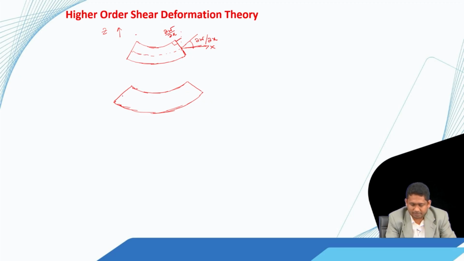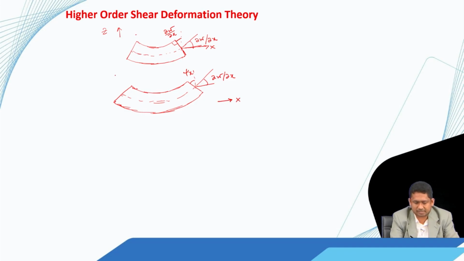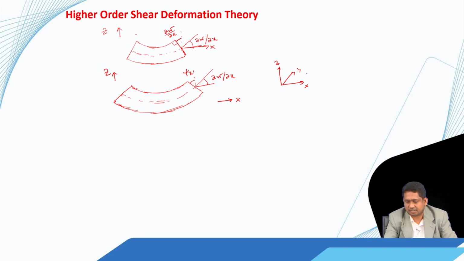So, here this is del w by del x, and this angle is something psi x, this is x and this is z. Now, this psi x we defined with respect to y axis. So, we have x, y, z. So, psi x is positive in this direction. That means, in this case psi has negative sign incorporated.